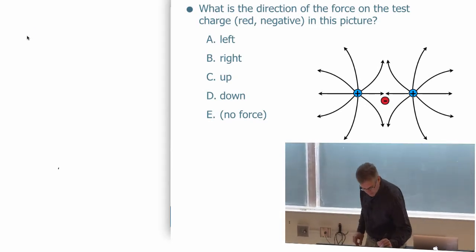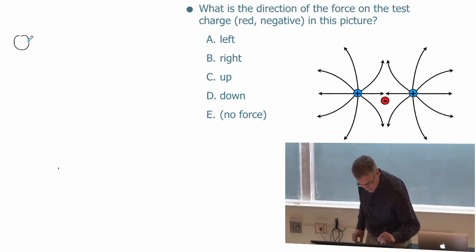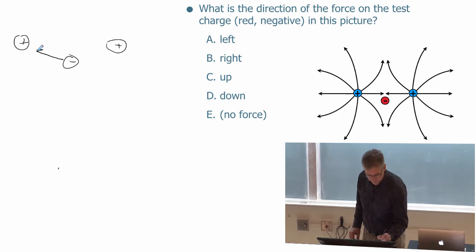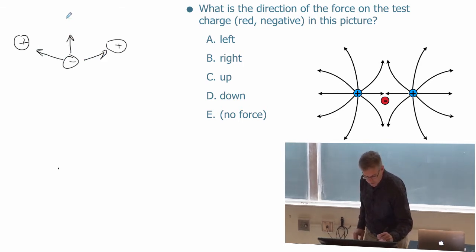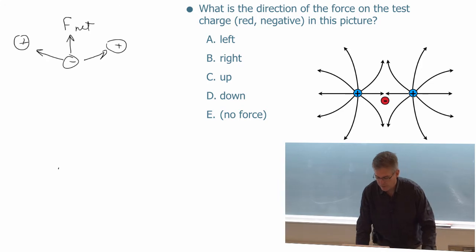So if you think about it, you have a positive charge here and a negative charge here. There's a force in that direction from that one, and a force in that direction from that one. The net force looks like that, upward, right? And that would be the correct answer.